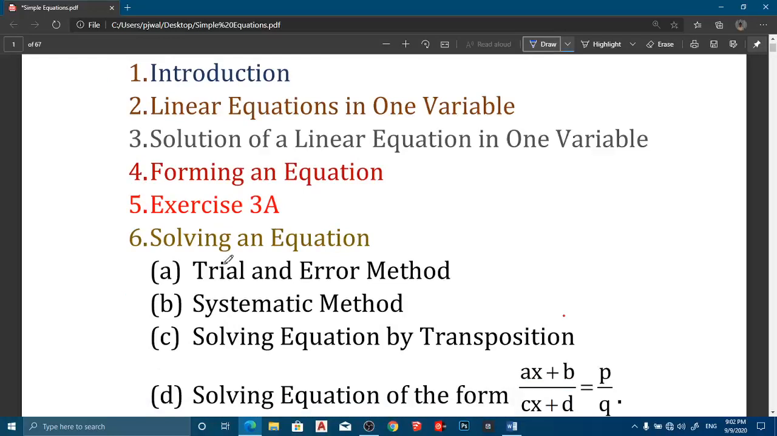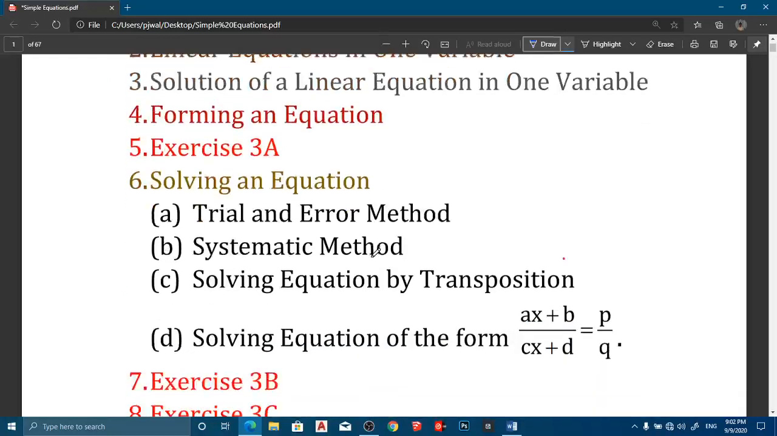Next, solving an equation using four types of methods. Four methods are given here. First one is the trial and error method, second the systematic method, third solving an equation by transposition, and fourth solving an equation of the form ax plus b by cx plus d is equal to p by q. These four methods will be used. Generally, we will use only the transposition method and the fourth method. We will learn how to solve equations by using these methods.